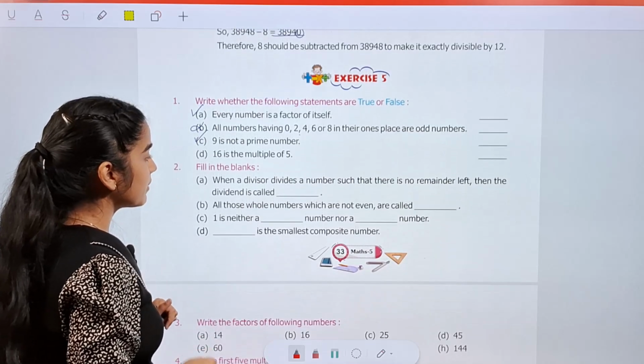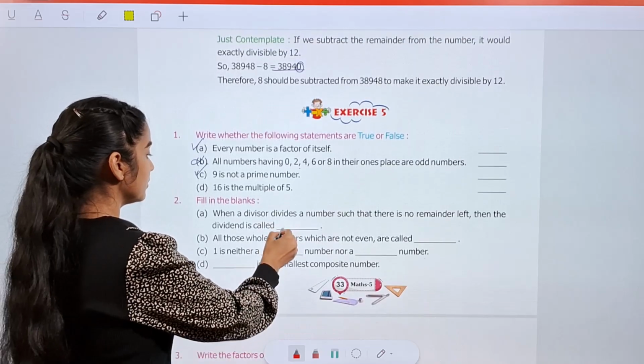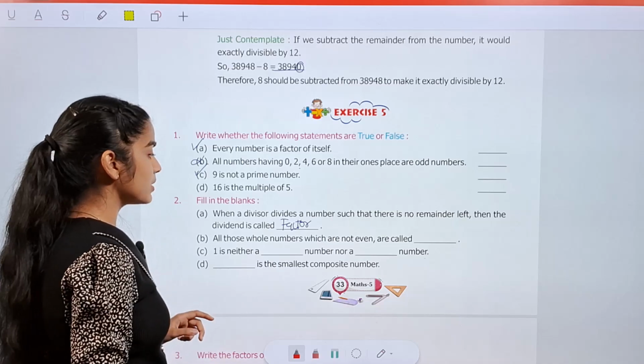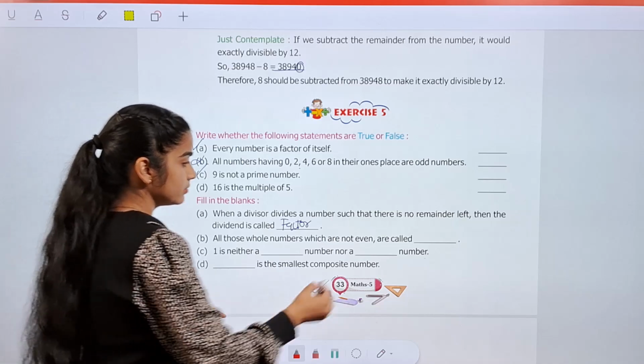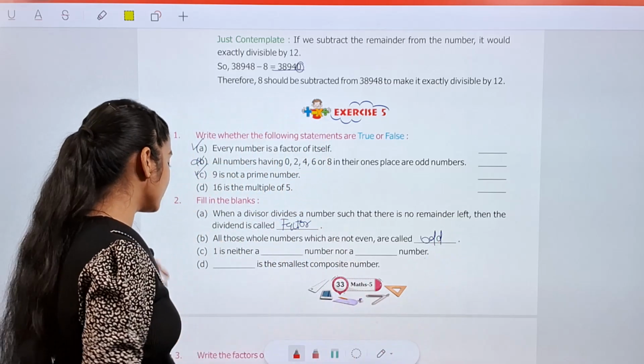When a divisor divides a number such that there is no remainder left, then the divisor is called a factor. All those whole numbers which are not even are called odd. In the same manner, you have to solve each and every fill in the blank.